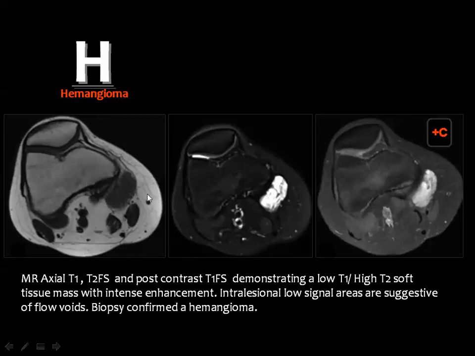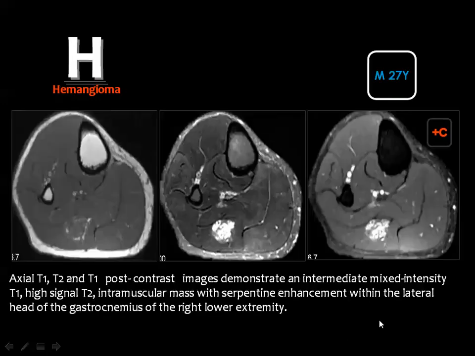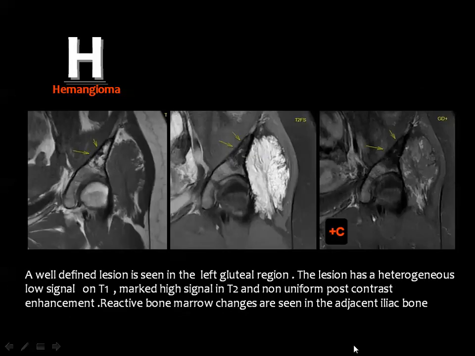Then here in the T1 weighted image, the lesion is black. In the STIR image, the lesion is bright. After injection of contrast, the lesion showed enhancement and it was biopsied and proved to be a hemangioma. In the T1 intermediate signal, high signal in the T2 weighted image and significant post-contrast enhancement.